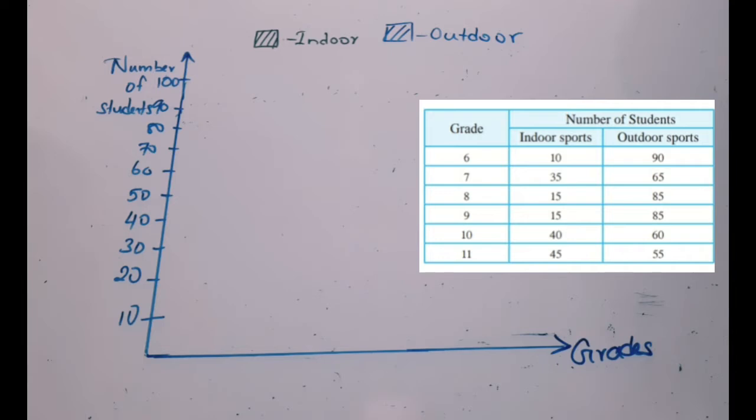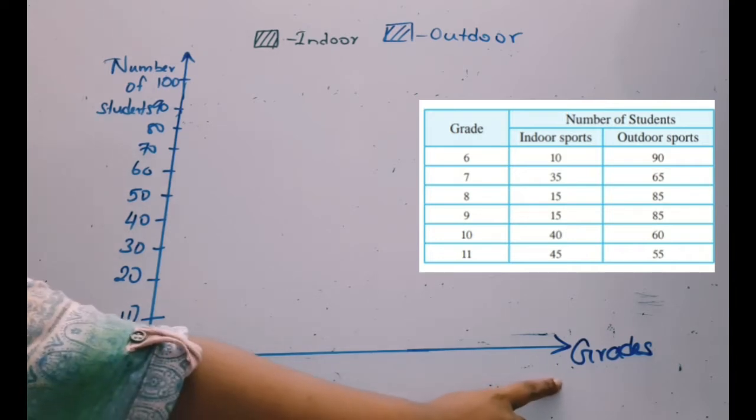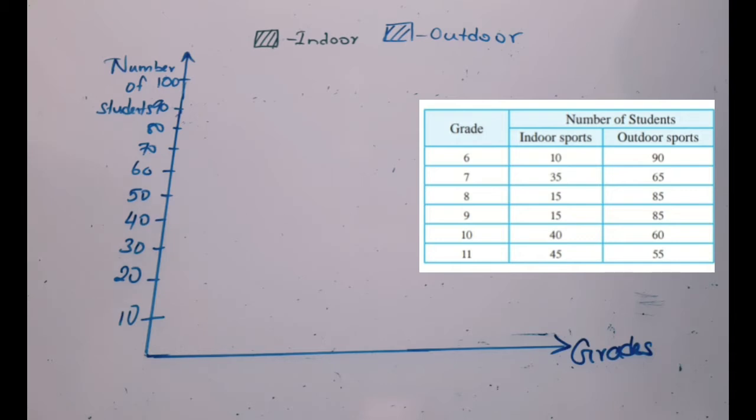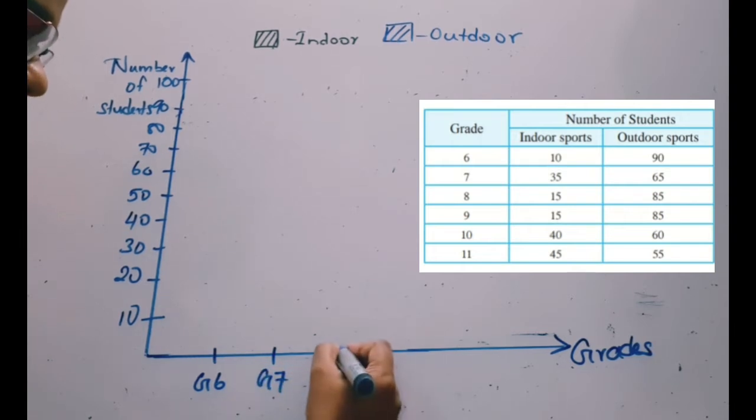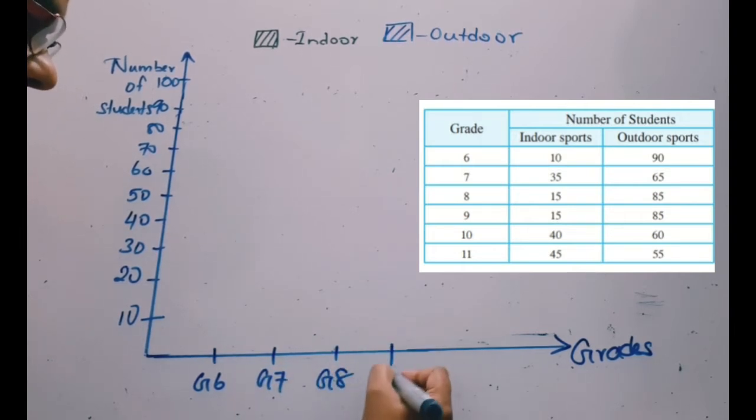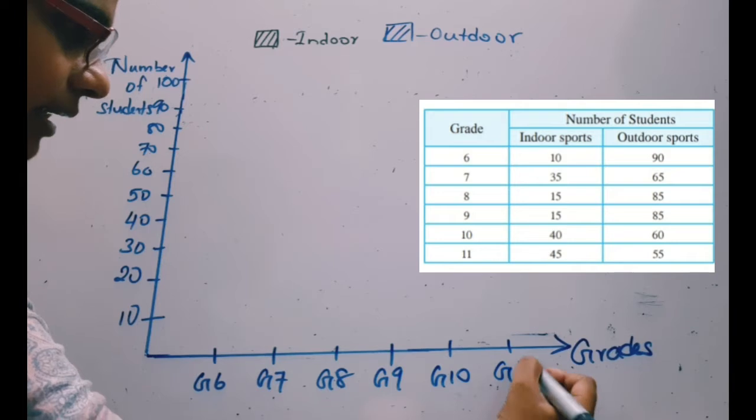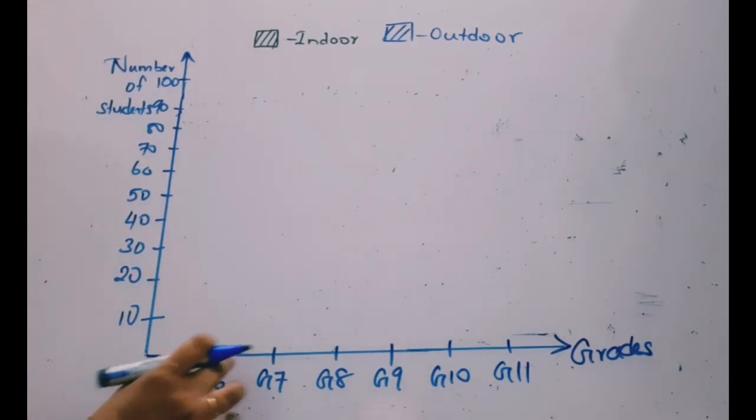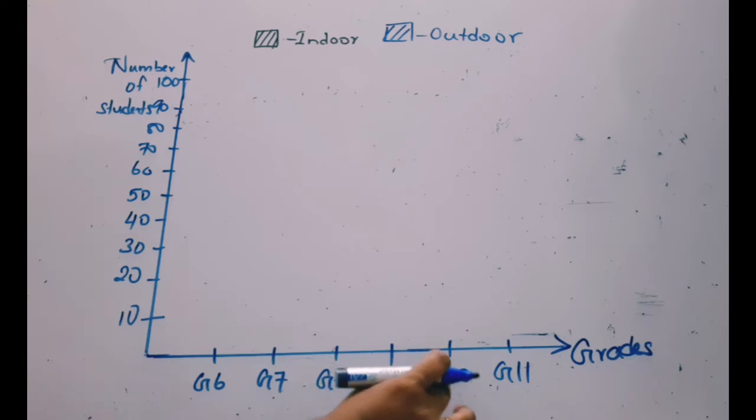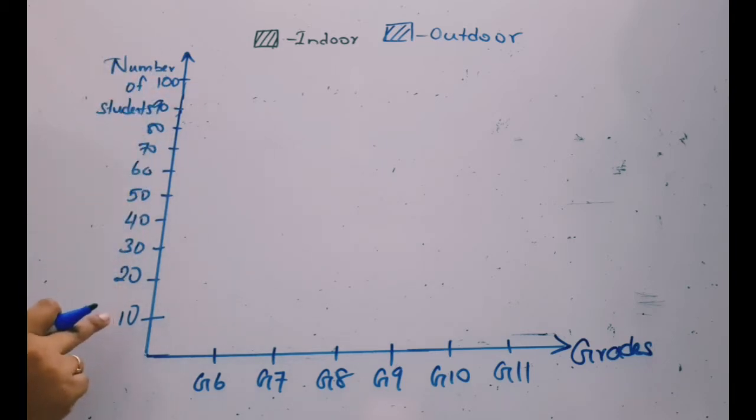Now after that let's name the horizontal axis, which is grades. How many grades do we have? Grades from 6 to 11. Let's write grade 6, grade 7, grade 8, grade 9, grade 10 and grade 11. Remember, the width between each bar should be the same. Also, the measurement you have marked should be of the same width.